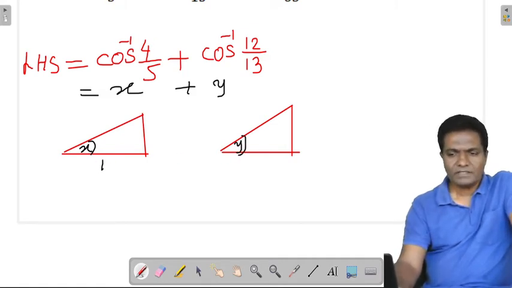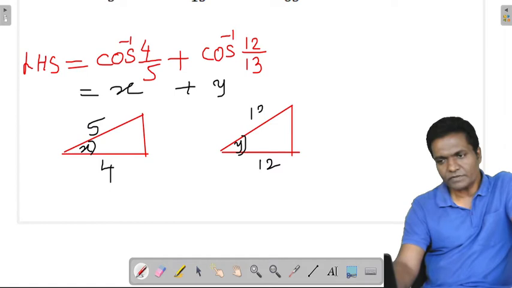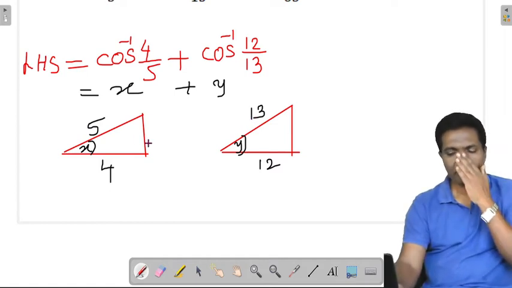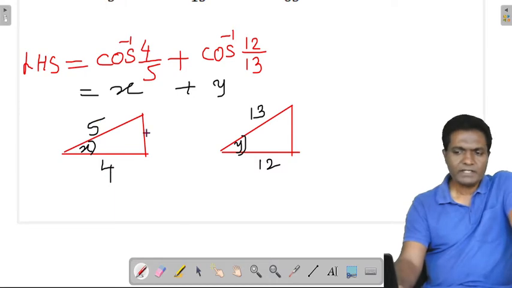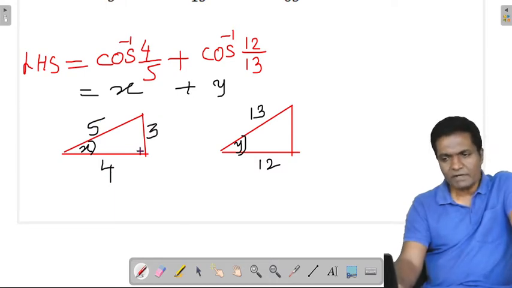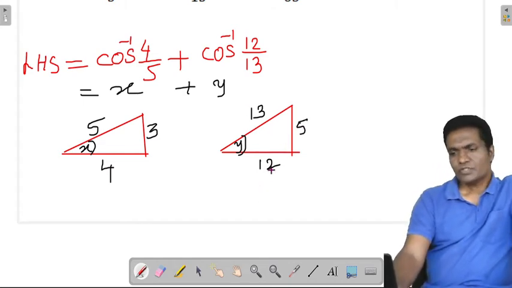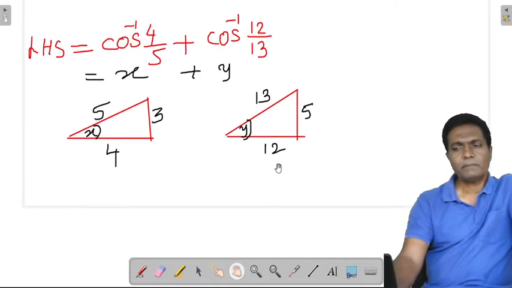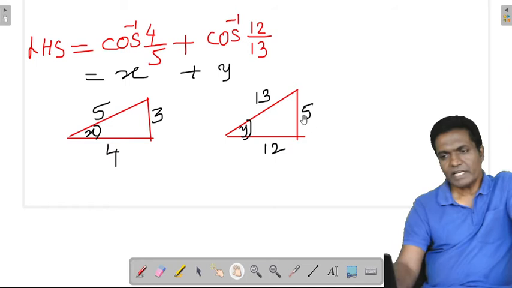Cos is adjacent by hypotenuse, so similarly this is adjacent and this is hypotenuse. Suppose 4 is one side and 5 is the hypotenuse, the other side is 3 nearby. Similarly 12, 13, then 5. Otherwise, use Pythagoras theorem to find out all the sides, so it is left to you.